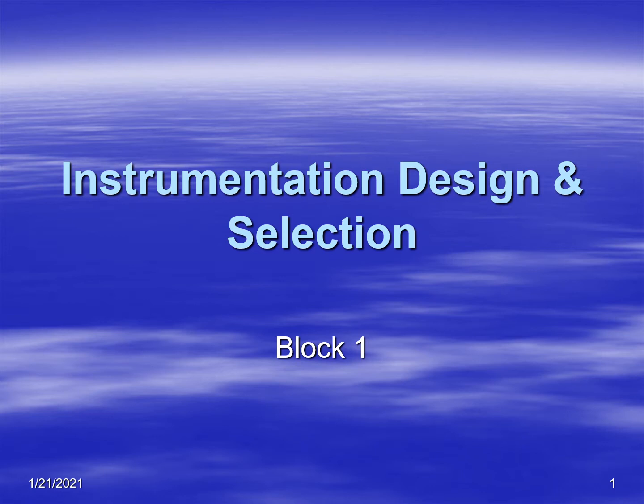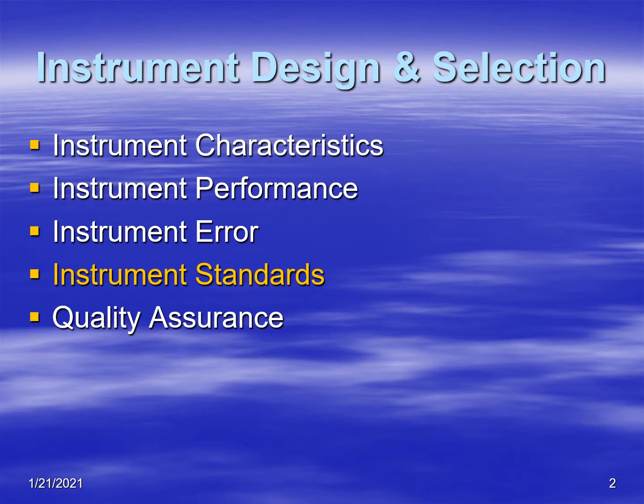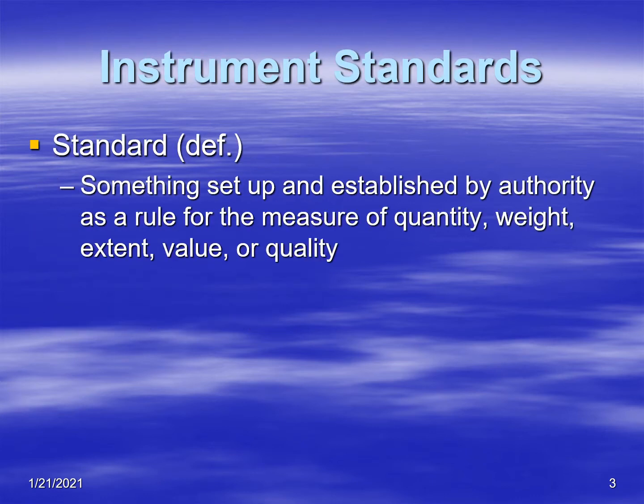In this one, we're going to talk about instrument design and selection, and we are going to focus our discussion on instrument standards. What exactly is a standard? Well, a standard is something that's agreed upon by everyone. It's something that's established by an authority as a rule for measuring quantities and weights and extents so everybody can compare. And when we compare, we're not comparing apples and oranges, we're looking at the same thing. So we can all make estimates and value judgments.